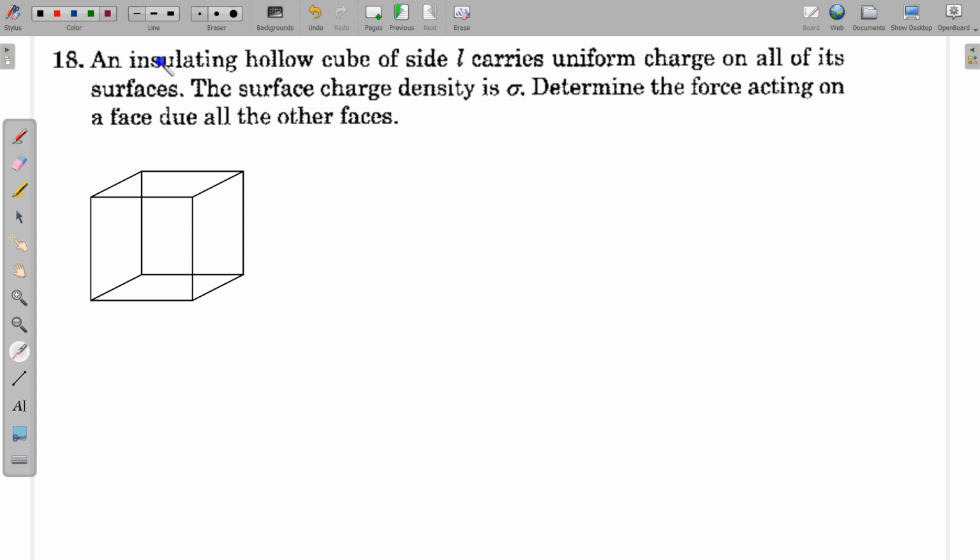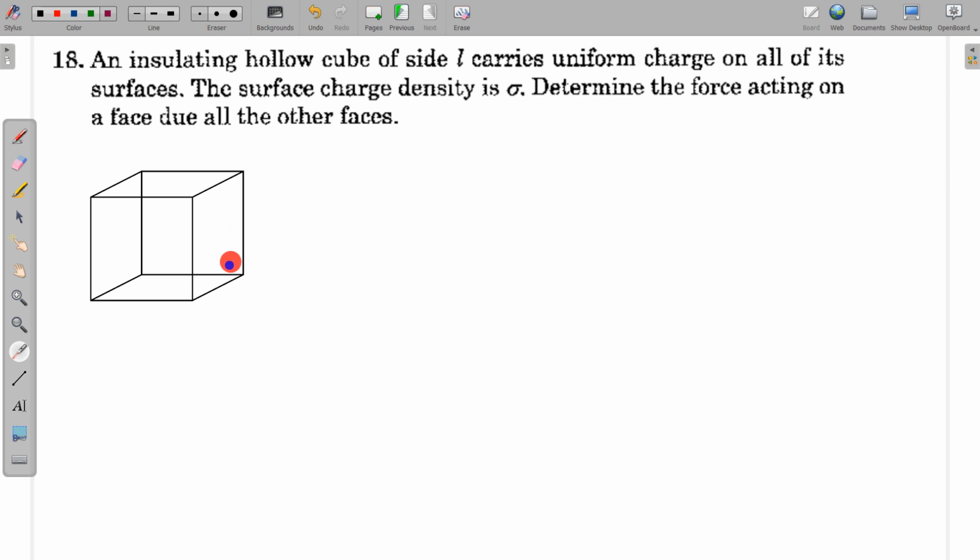In this question, an insulating hollow cube of side length L carries uniform charge on all of its surfaces. The surface charge density is sigma. Determine the force acting on a face due to all other faces. So we have to find the force on one face, assume this face.